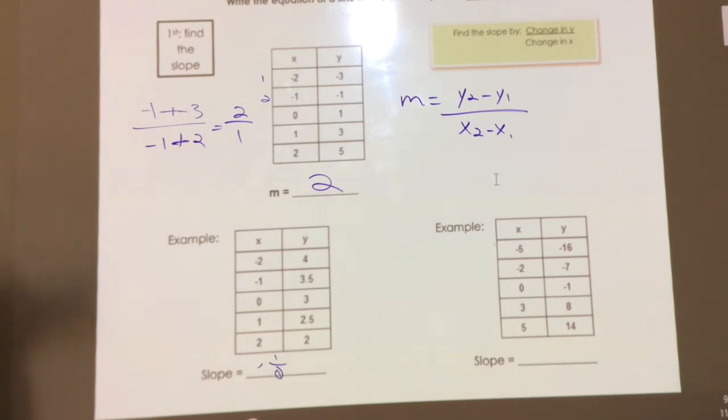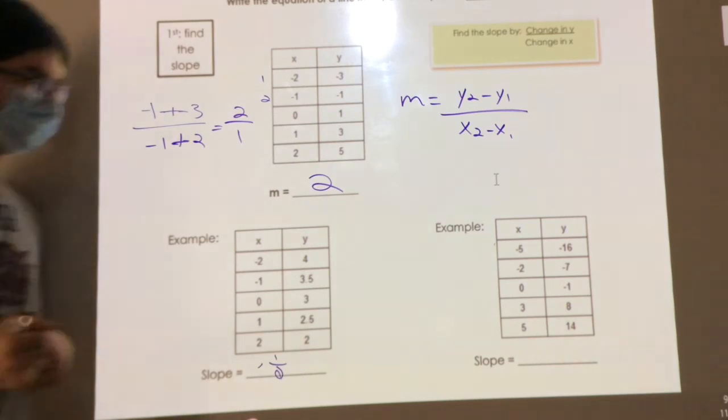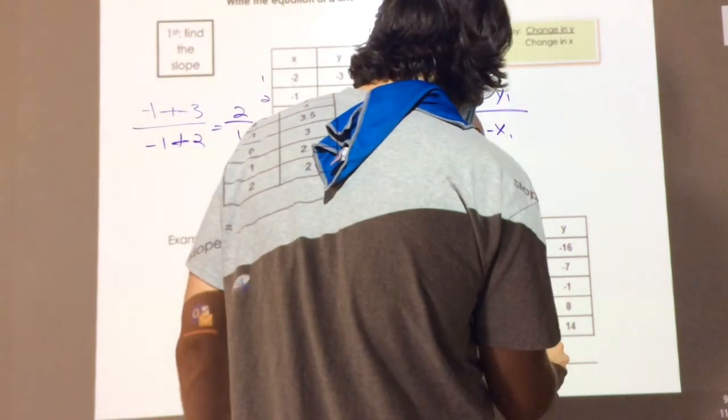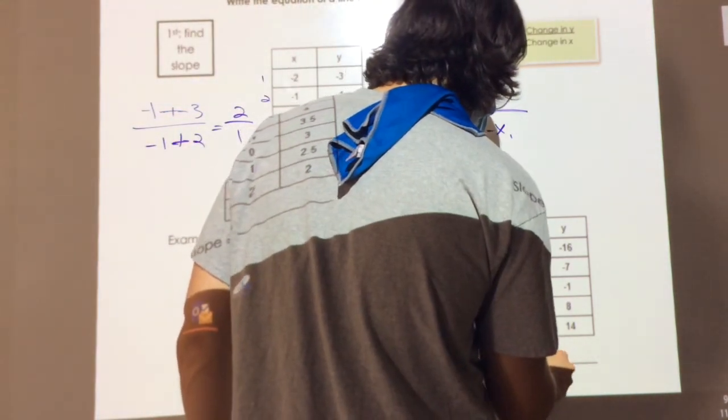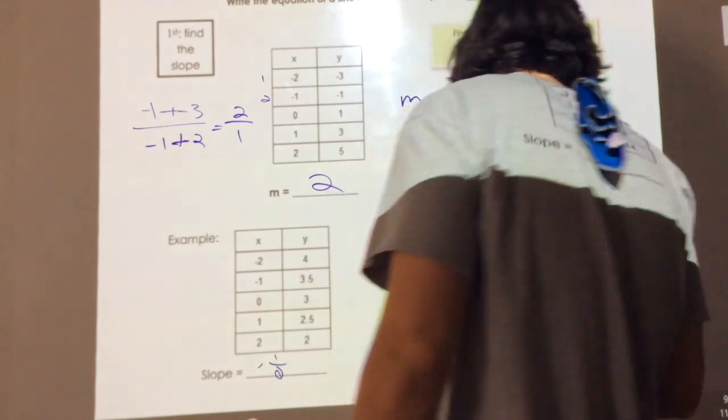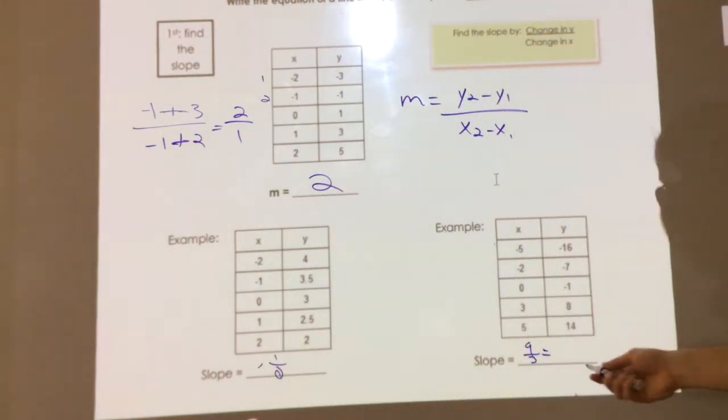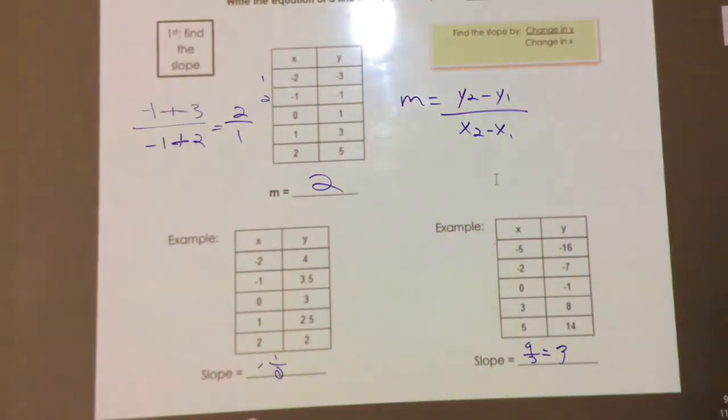How about 3? Anybody got one for 3 for me? Josh, what'd you get? 9 over 3. And what does 9 over 3 simplify to? 3. Remember, we want to always simplify them, okay? Are we good there? All right, I'm going to stop my recording. We're going to go to the second page, the back page.